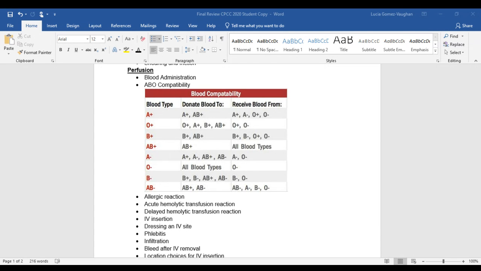Blood needs to be hung within 30 minutes of leaving the blood bank. And again, this is to prevent bacterial growth. Bacterial growth occurs as it gets warmer. 18 gauge IV is best for blood administration. And this is to prevent lysis or breakdown of the red blood cells as they're being administered. If you cannot get an 18, you can use a 20, but an 18 gauge is best.